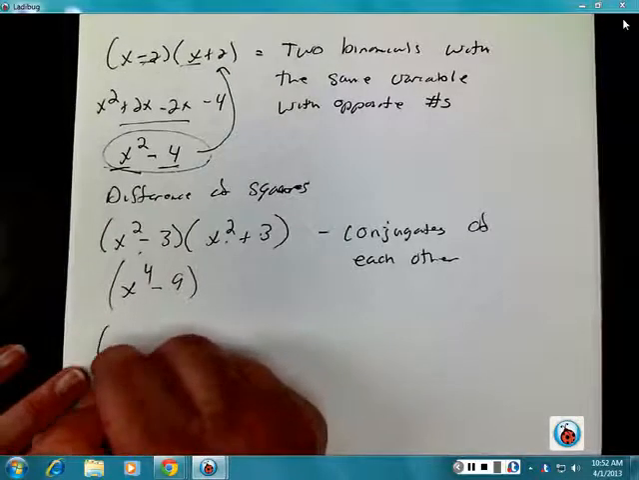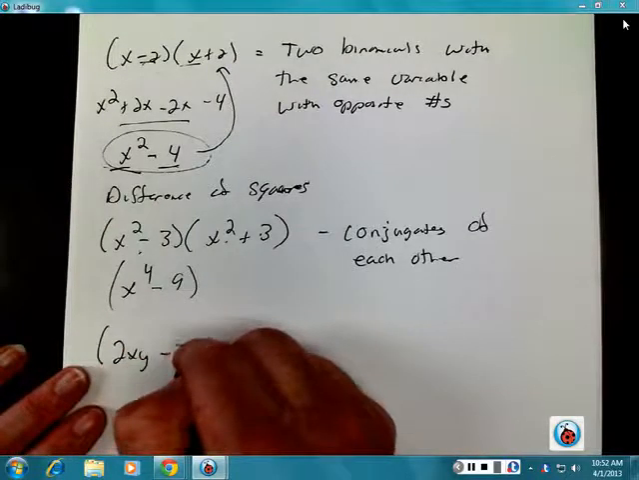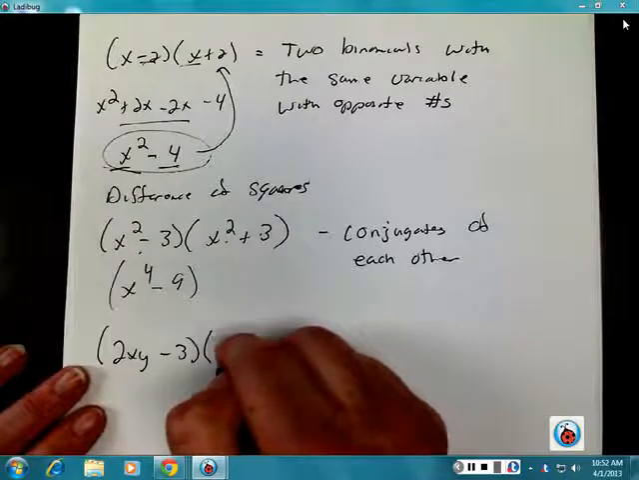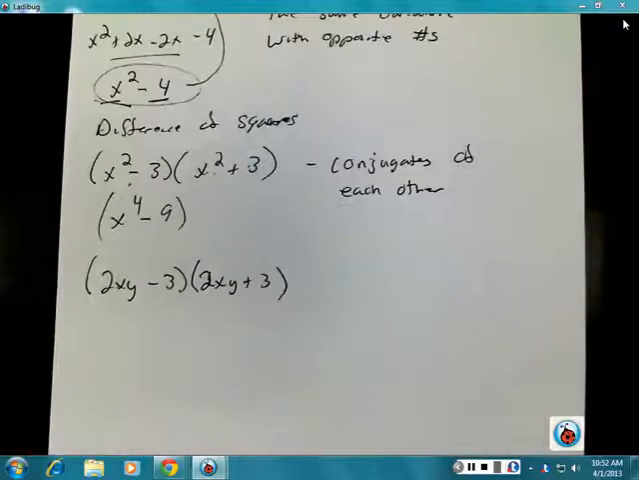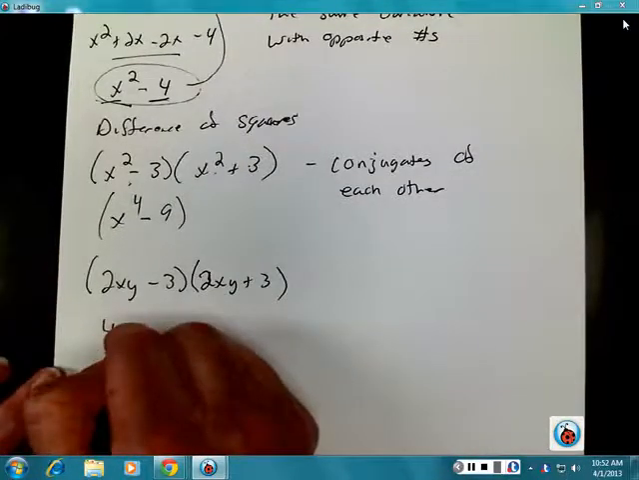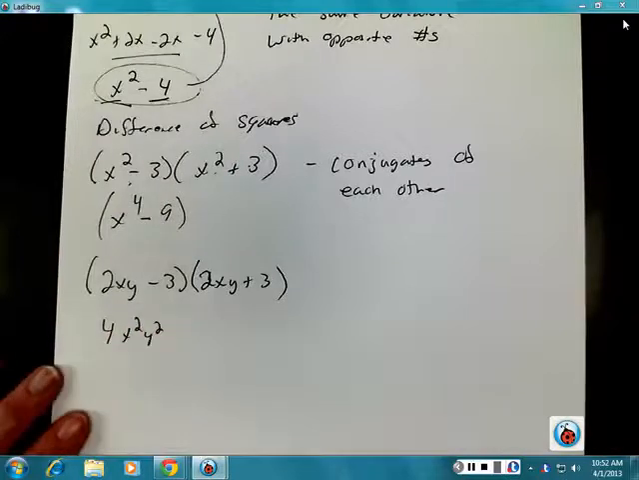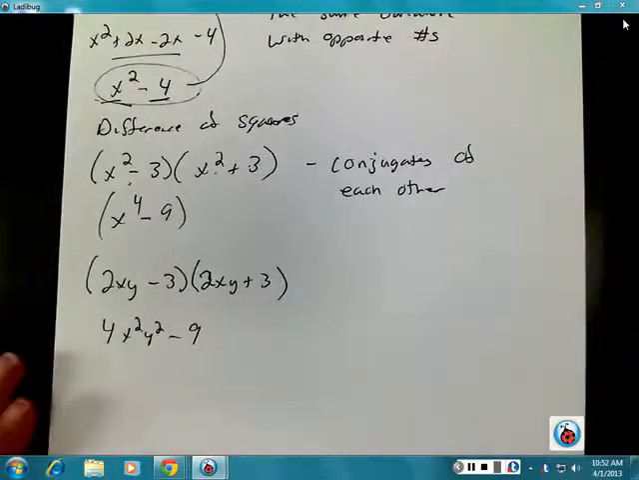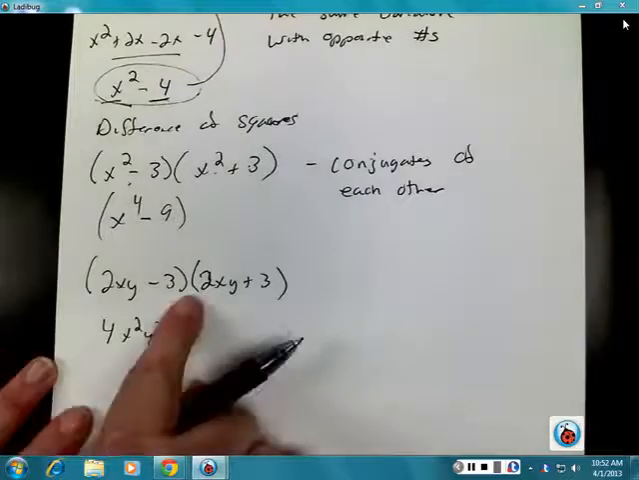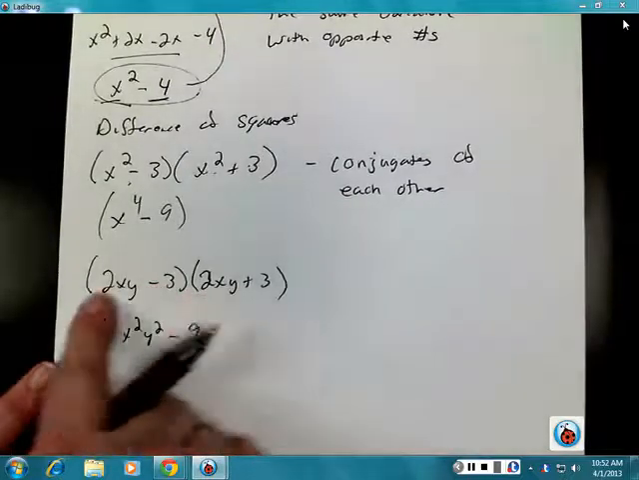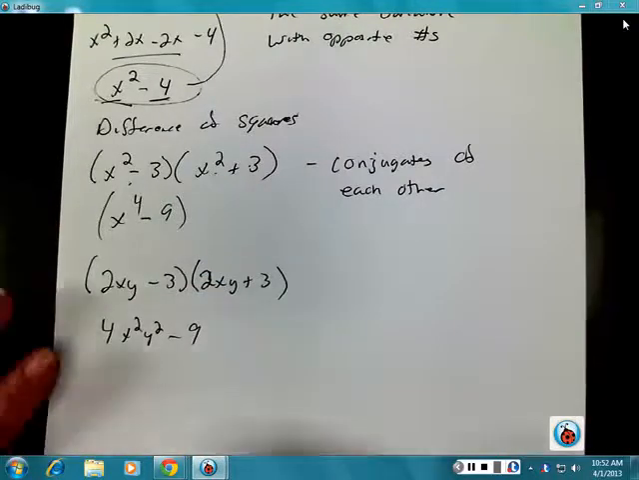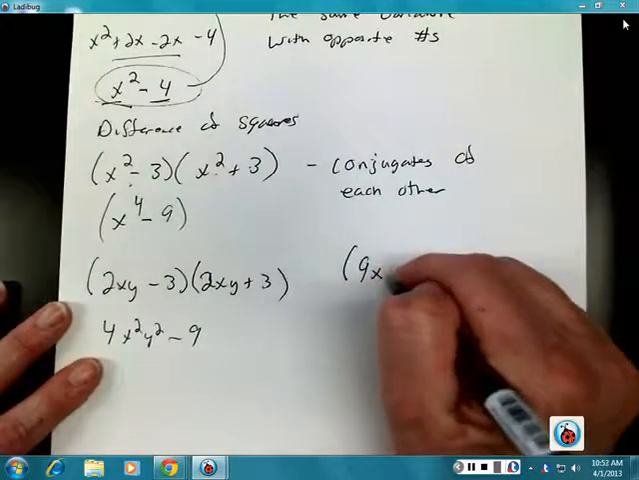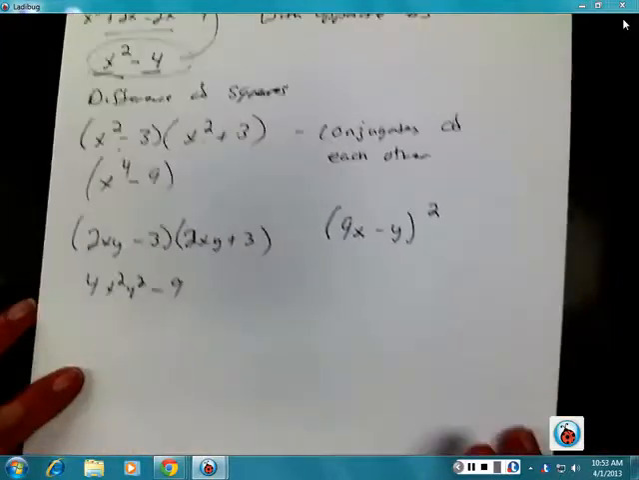How about if you had 2xy minus 3 times 2xy plus 3? What would I get with that one? 4x squared y squared, yes, minus 9, and you're done. Okay, shortcuts with those. So if you notice that they're the same outside of the signs being different, I didn't have to go through and do all that FOILing stuff with it. How about this one? 9x minus y squared. What happens with it?